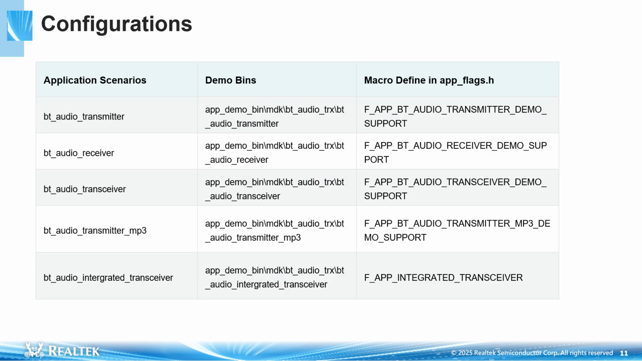Bluetooth audio transceiver application can be categorized into 5 scenarios: BT audio transmitter, BT audio receiver, BT audio transceiver, BT audio transmitter MP3, and BT Audio Integrated Transceiver.